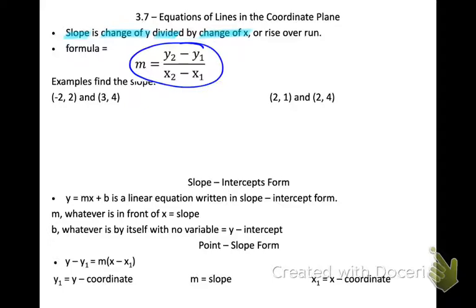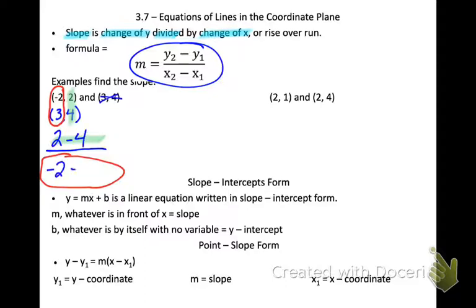So when we do slope, what I will do is I will stack the ordered pairs on top of each other, and that just helps because now I can subtract down my y column and put it on the top, and then I can subtract down my x column and put it on the bottom. This is just a good visual of that. This is going to be 2 minus 4, and then this one's going to be negative 2 minus 3.